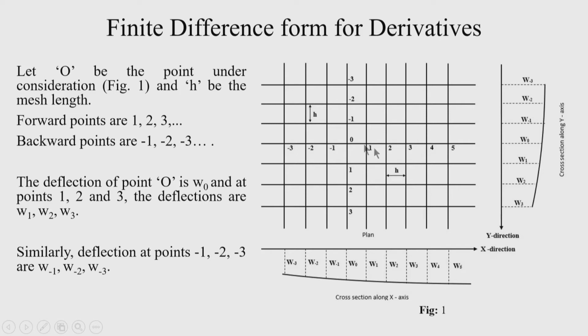Our positive direction of the y axis is downward. Therefore, the negative numbering is given in the upward direction. You can see the deflection along this line at different nodes: here is node W naught, then W 1, W 2, W 3, W 4, W 5. In the negative direction you will get W minus 1, W minus 2, W minus 3.